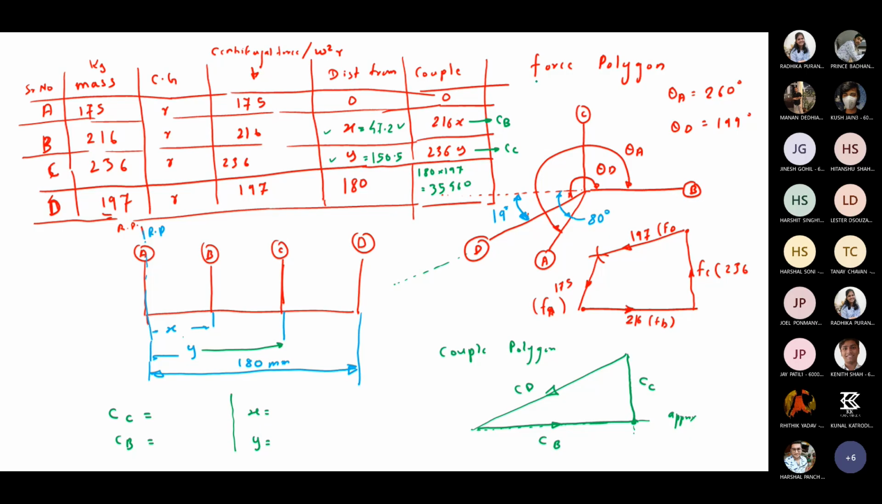Do it. See, you can do it mathematically also. CD is how much? 35460. So sine 19 is equal to 11544. So that is CC. Are you getting this value as CC? Yes, sir. So if we divide this by 236, we are getting 44.